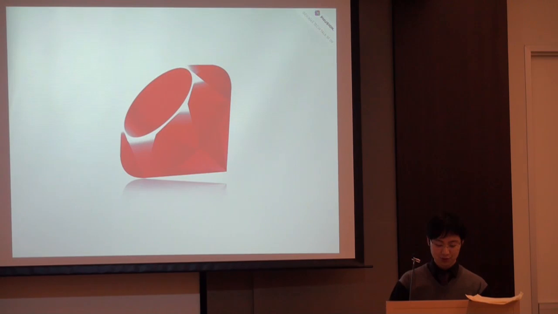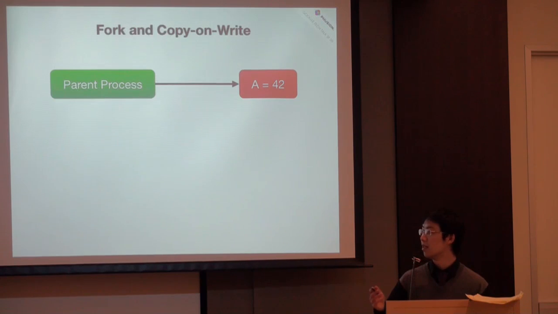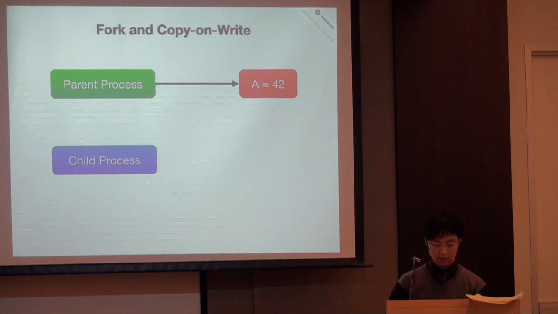Maybe you can use the fork system call and copy-on-write. That works like this. Suppose that you have a parent process with some data, say a variable a with value 42. Then you fork a child process. Initially, that child process will share all of its memory with the parent process. So if you access the value of a in the child process, then you're actually referring to the same memory page as the one in the parent process.